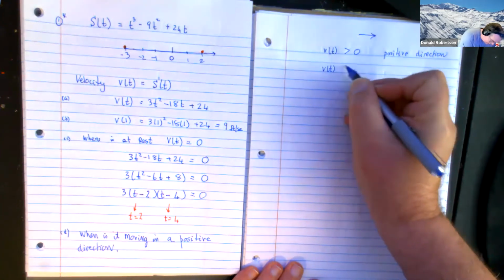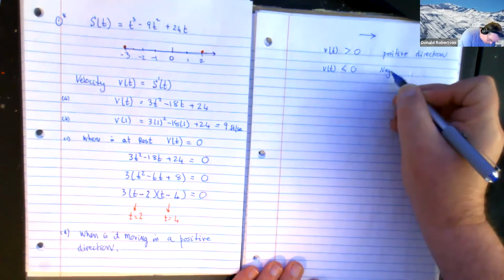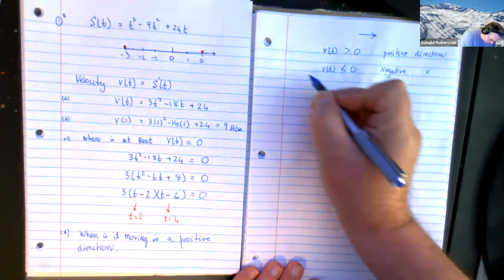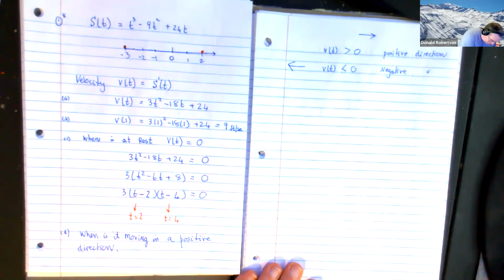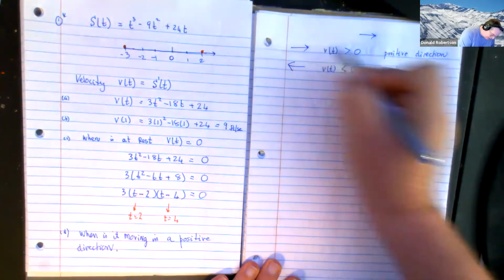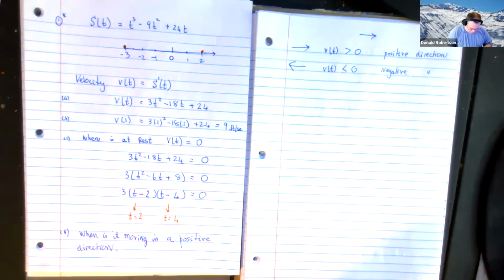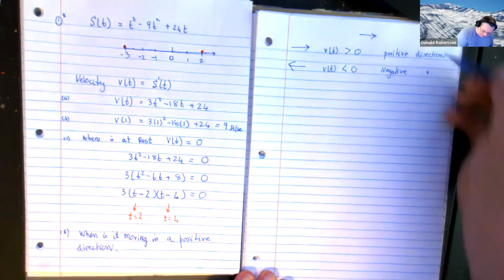When the velocity is a negative number, not surprisingly, we say that you're moving in a negative direction, which means you're moving that way. So positive, you're moving that way. Negative, you're moving that way. So we need to know for what values of t this is true.